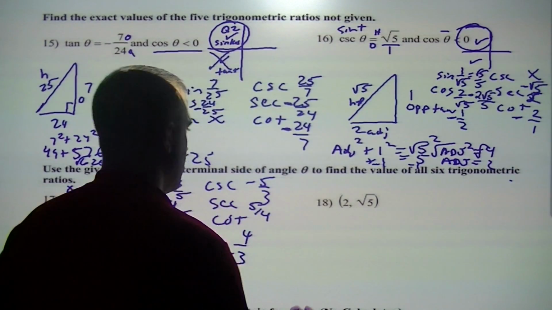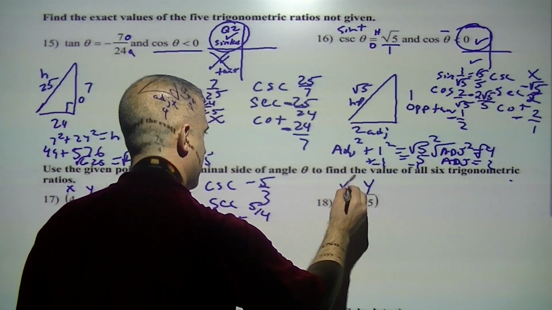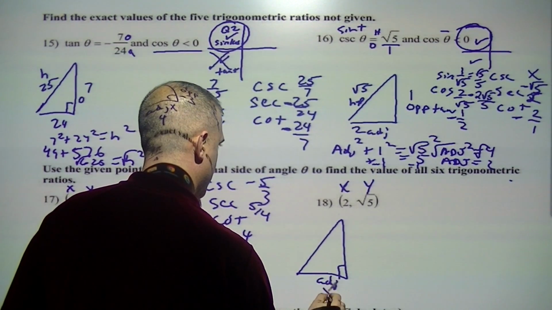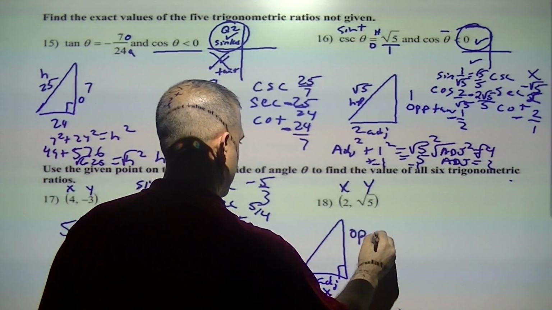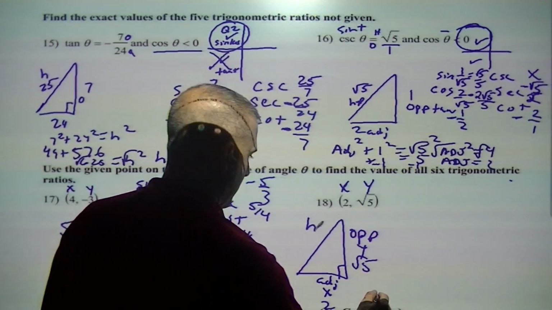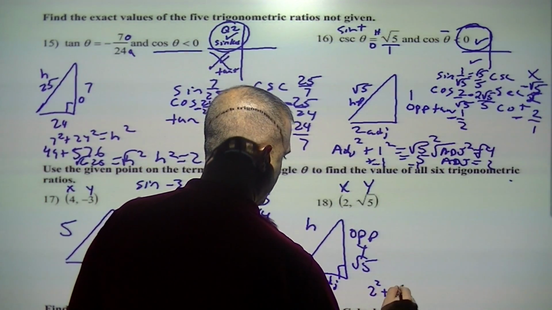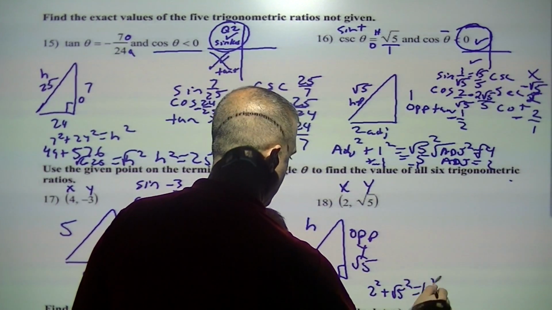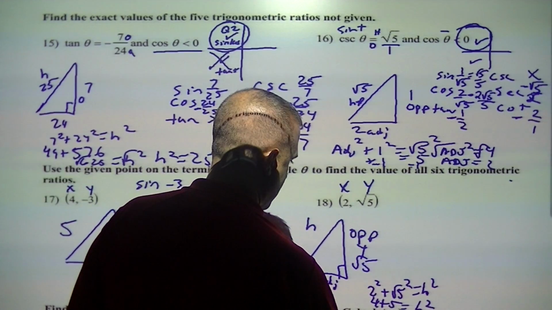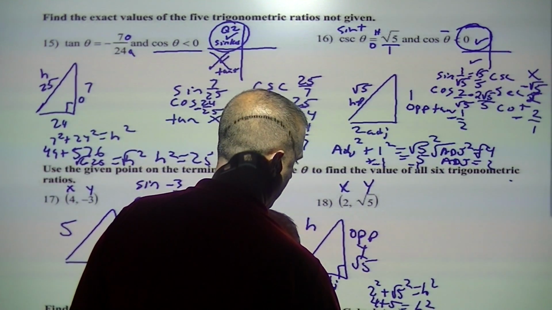So this would be my x, this would be my y. Adjacent x would be 2, opposite y would be square root of 5. This would be my hypotenuse. I might actually have to do Pythagorean theorem here. 2 squared plus square root of 5 squared equals my hypotenuse squared. That would be 4 plus 5, which is 9. Hypotenuse, square root of 9 would be 3.